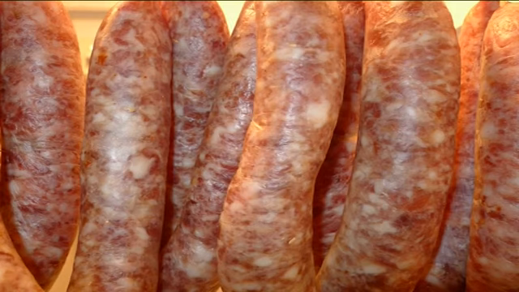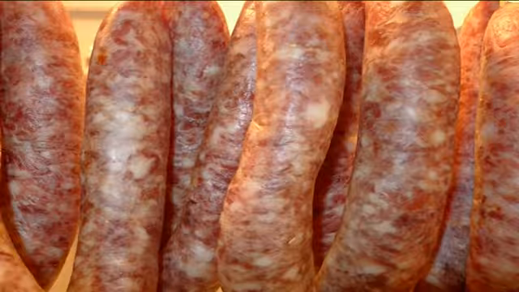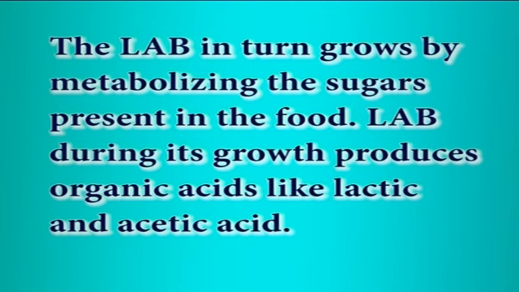organisms. Hurdles in the beginning of the fermentation of salami and sausages are nitrites and salts, which inhibit many of the bacteria. However, LAB, which are naturally resistant to these hurdles, are able to grow and multiply. They also utilize the oxygen and thus cause a reduction in the redox potential of the product. This in turn enhances the Eh hurdle, which inhibits the aerobic organisms. The LAB in turn grows by metabolizing the sugars present in the food. LAB during its growth produces organic acids like lactic and acetic acid.